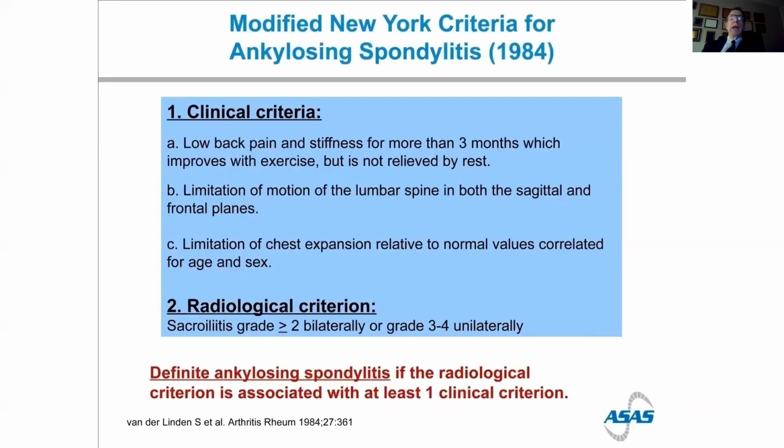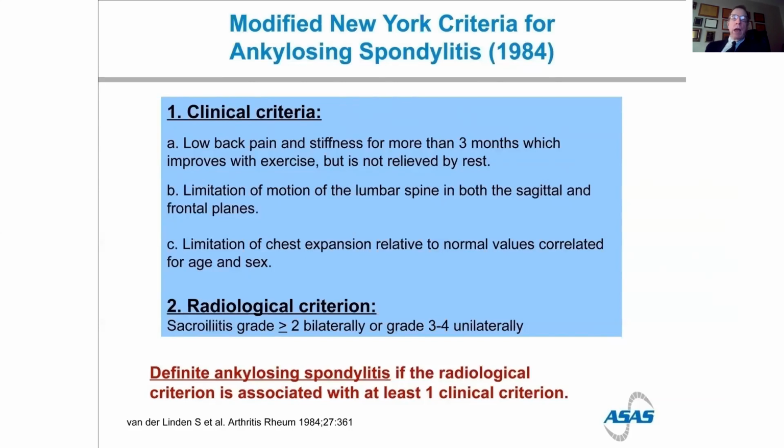This all began back in 1966 when the initial New York criteria for ankylosing spondylitis were proposed. Seth van der Linden modified them in 1984 to take it from just chronic back pain to chronic inflammatory back pain, which is what we really see under the clinical criteria: low back pain and stiffness for 3 months, which improves with exercise but is not relieved with rest. Limitation of motion of the lumbar spine in both the sagittal and frontal planes, as well as limitation of chest expansion.